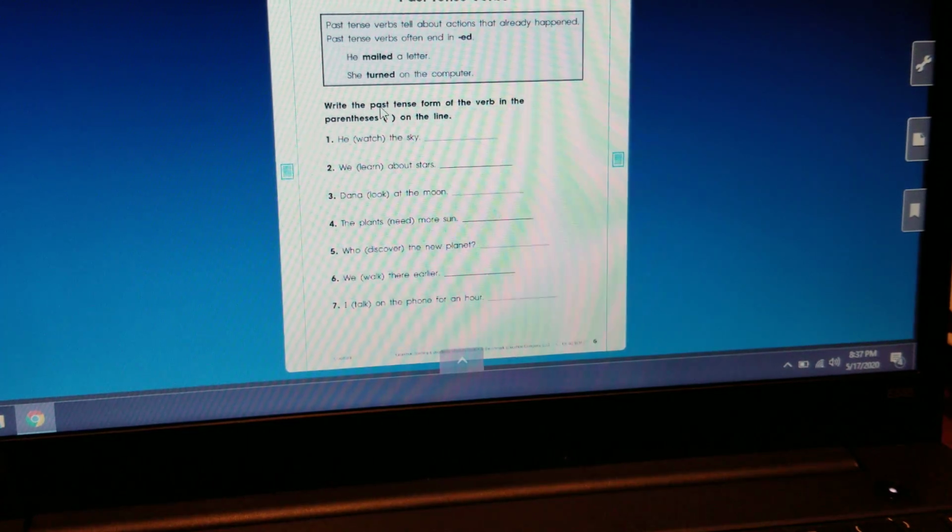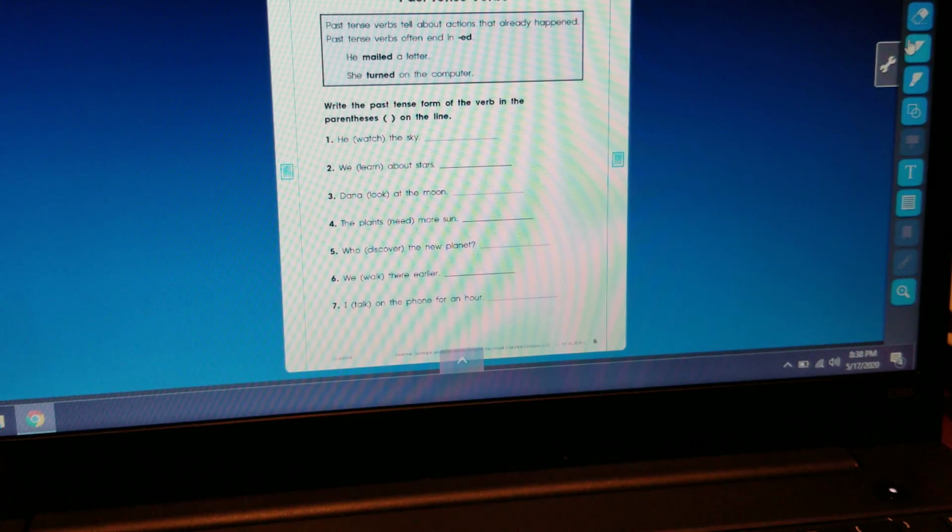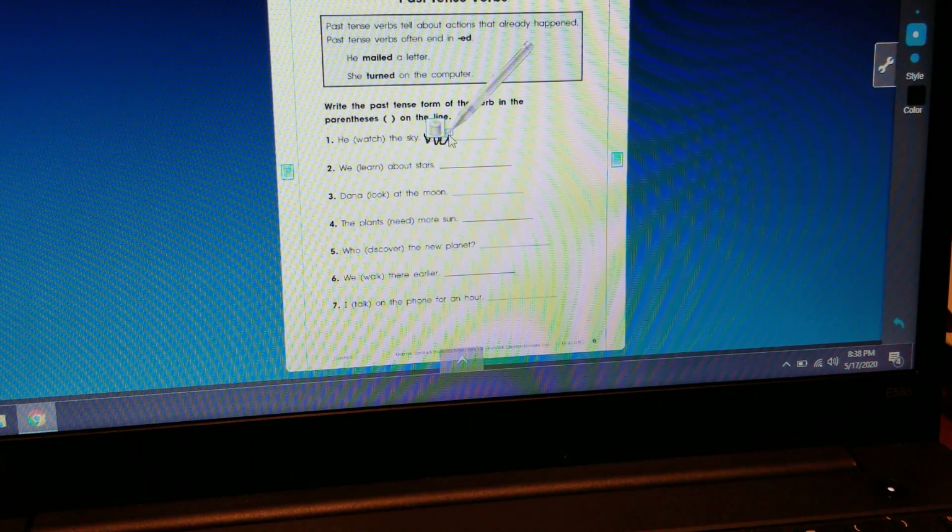Write the past tense form of the verb in parentheses on the line. So this is the same. These are the same directions. We just now have different verbs. He watched the sky. You want to change watch into watched by adding ed. Okay? So watched. Put that on the line with the ed. And that's what you have to do for each one.